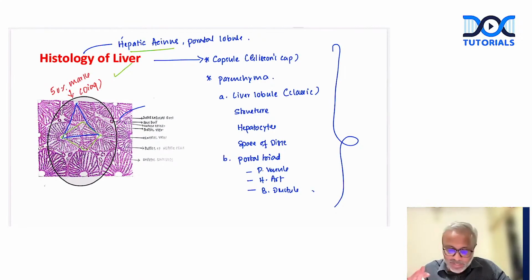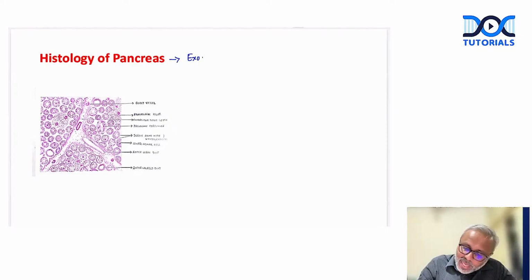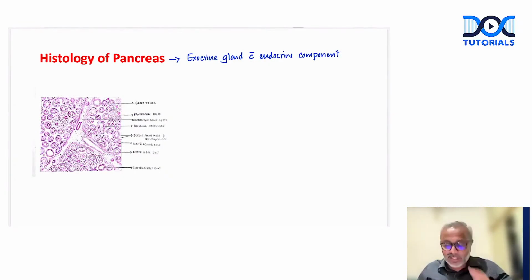Are we clear? Right. So once we have learned how to describe the histology of the liver, let's check how we go about describing the histology of the pancreas. In histology of the pancreas, let's say we begin with: pancreas is an exocrine gland with an endocrine component, right? How do we describe the structure?